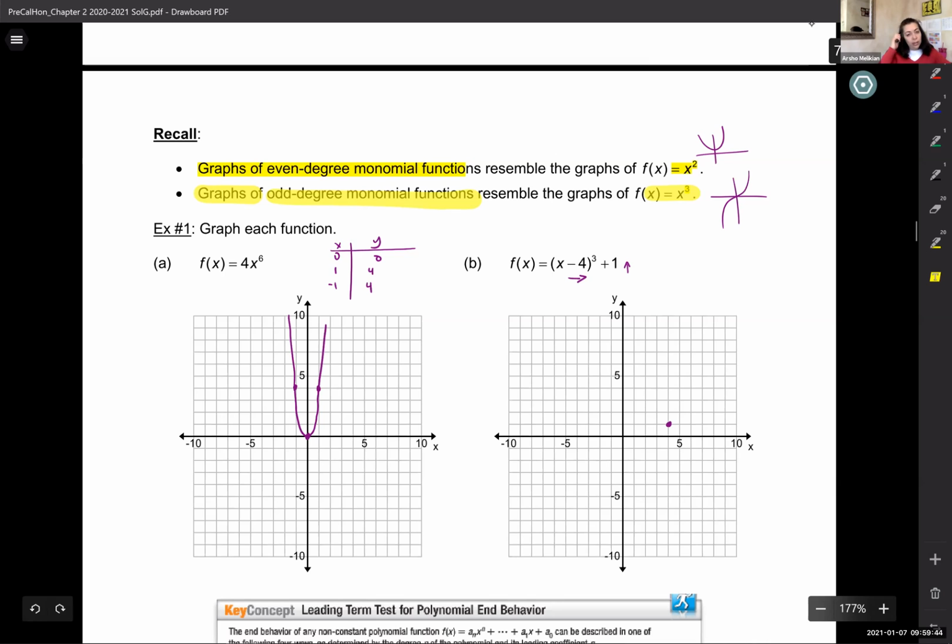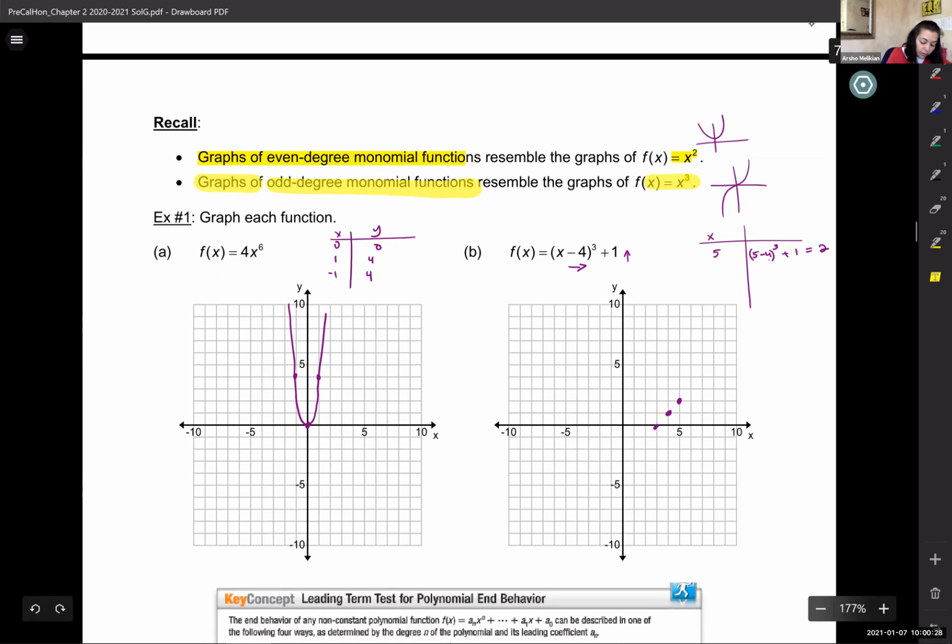And it looks like a cubic, right? Like x cubed. So what I'm going to do, the middle point is here, right? At x equals 4. I'm just going to plug in the number right next to it, 5, right? So then I get 5 minus 4 cubed plus 1. That's 1 plus 1 is 2. And remember the symmetry here, right? So to the left, it's going to go 1 down. If to the right, it went 1 up.